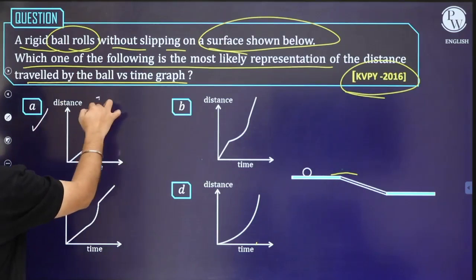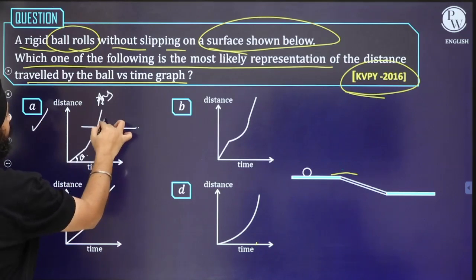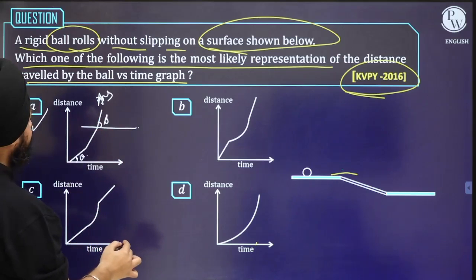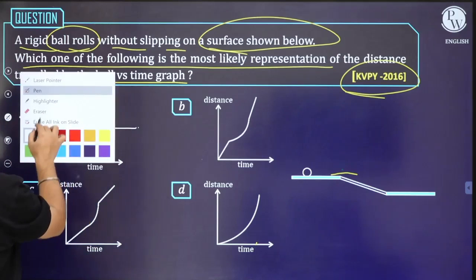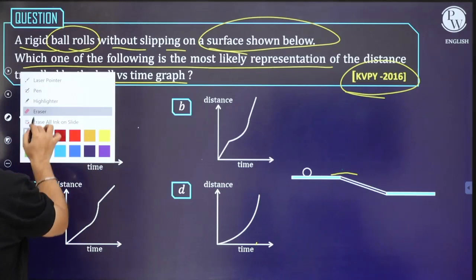Yes, A is a perfect answer. C, this is a slope theta and this is a slope phi. No, I'm sorry. Parabola is not there. A is not a perfect answer.